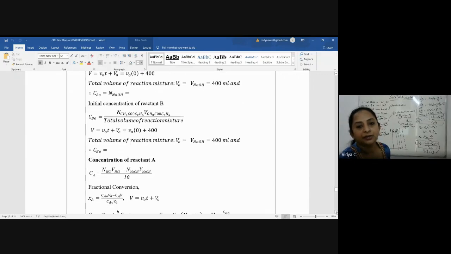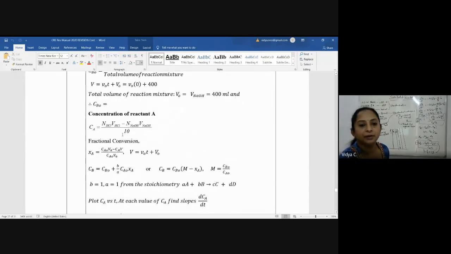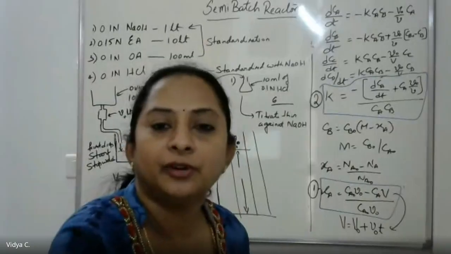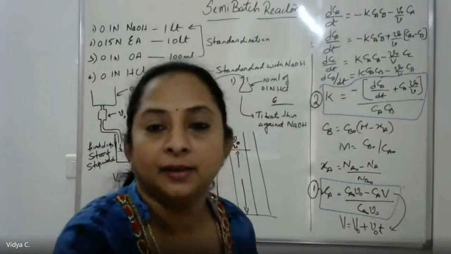Here Ca is very simple: normality and volume of HCl minus normality into volume of NaOH, which is the titer value, the volume of NaOH run down. I hope I had called the titer value Y in all the other experiments. Let me call that Y only. So Cb, Ca, everything is explained. With this, you should be comfortably completing the calculations.